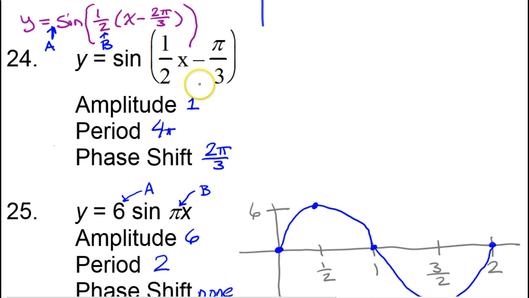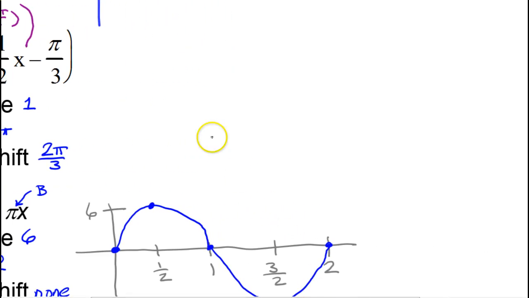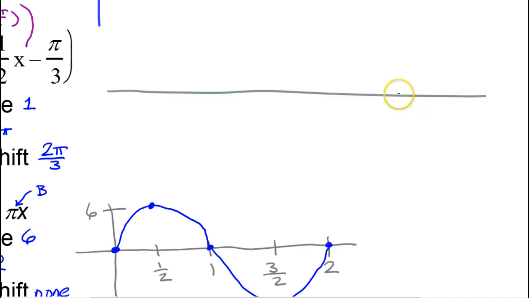Remember that the phase shift is always the opposite of what you see right here. Because this is negative 2 pi over 3, that's why the phase shift is a positive 2 pi over 3. Now, the critical role of the phase shift is that it tells us where to put the first mark on the x-axis. So here is my x-axis. Ignore the mirage down here. The phase shift is 2 pi over 3, so I'm going to put my first mark at 2 pi over 3.